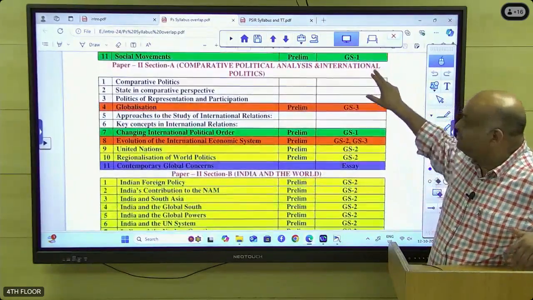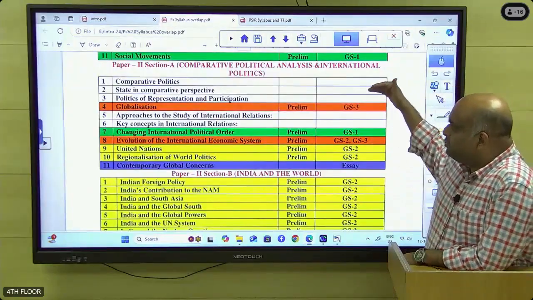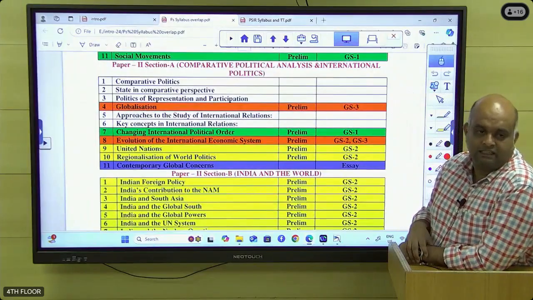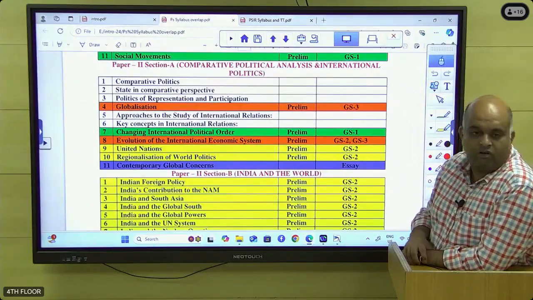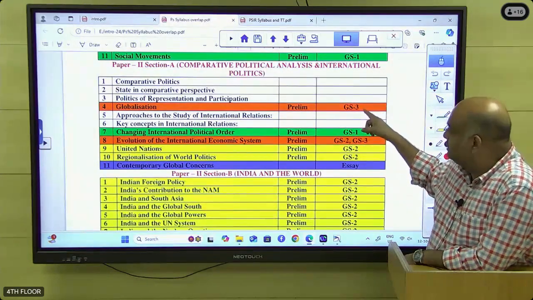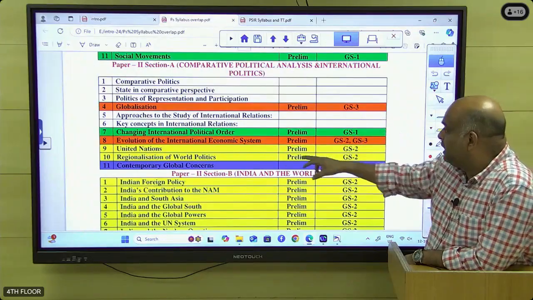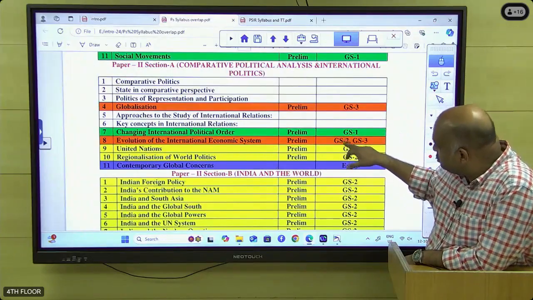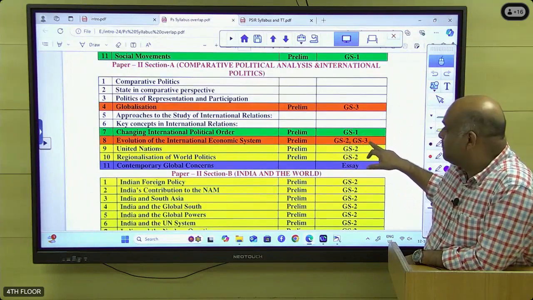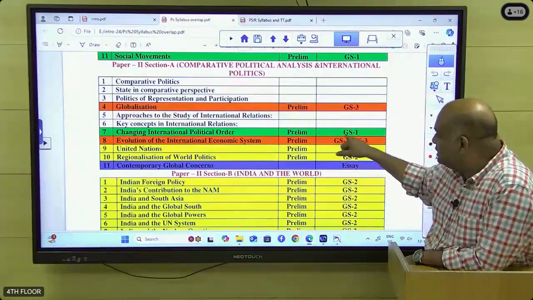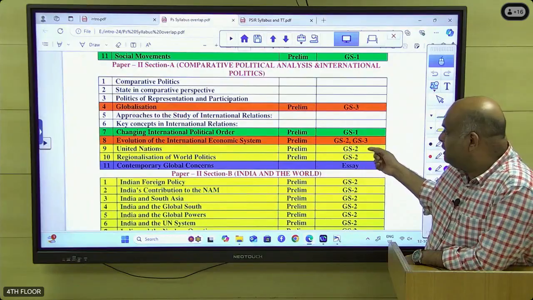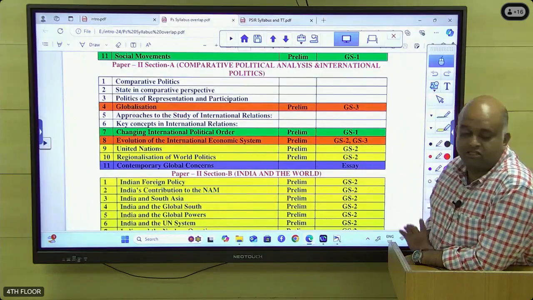And then if you take paper 2, section A, you see chapters 1, 2, 3, 5, 6 are purely political science, international relations. This may not be useful for your GS. The other 5-6 chapters will be useful for your GS. Globalization is in your GS3 paper. And then the international economic system, GS2 also it will come, bilateral also it will come. In international economics, GS3 also it will come. And then the changing international political order is in the GS1 paper, the world history part. And then you have the United Nations and regionalization of world politics in GS2.